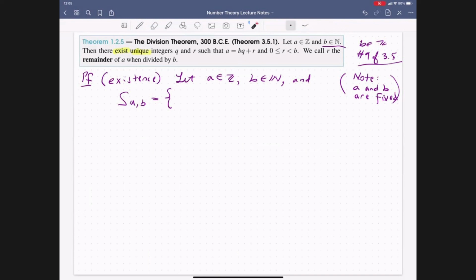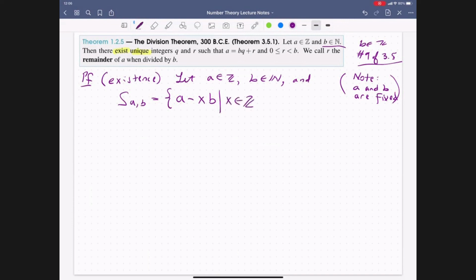And what we are going to do is think about that q as an x and consider a minus x times b. So x is taking the place of q. Ideally, what we want is that this is the desired r, but not quite, because r has to satisfy that minimal property. So we have a minus xb. And so what's x? Well, x is just going to be any integer.